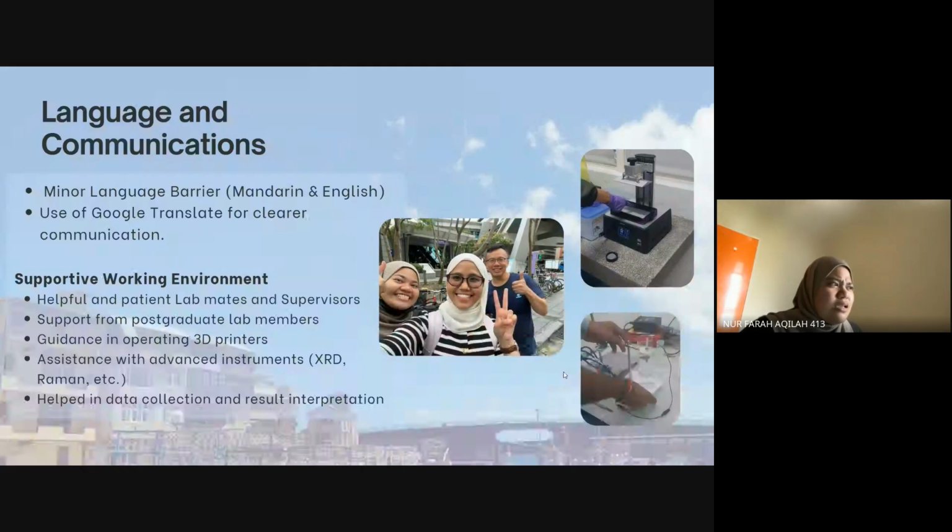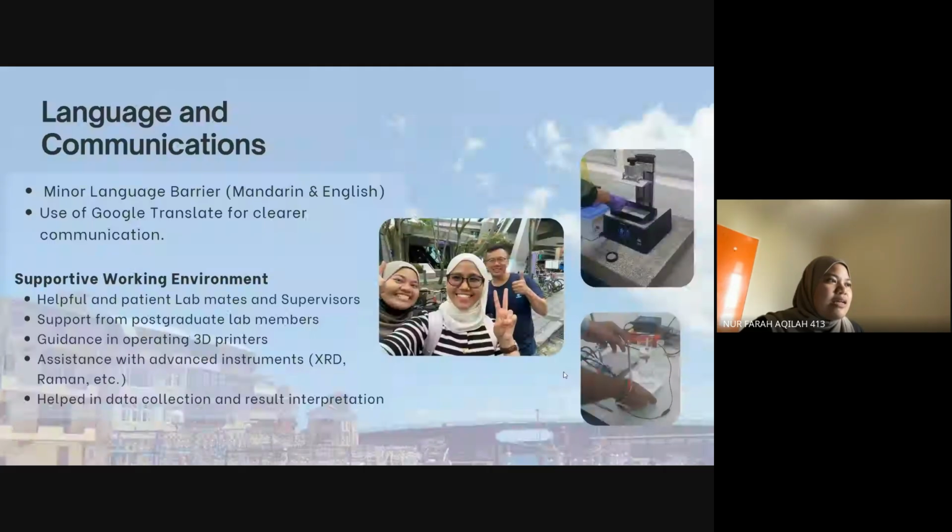This is not only in the lab. Outside, the elderly there, even though they know that we don't understand what they're talking about, they still communicate with us, talking about anything about their daily life. This shows how friendly the Taiwanese are.